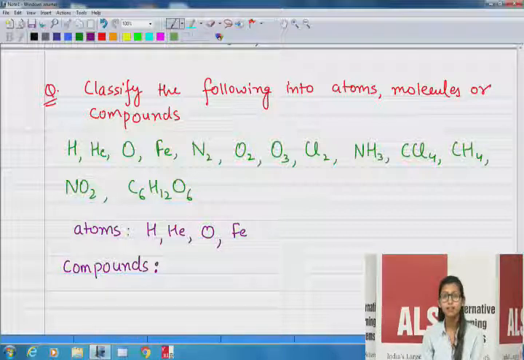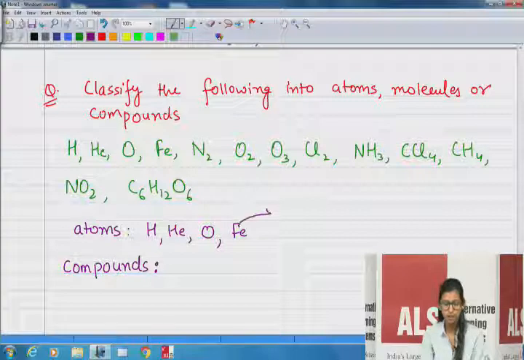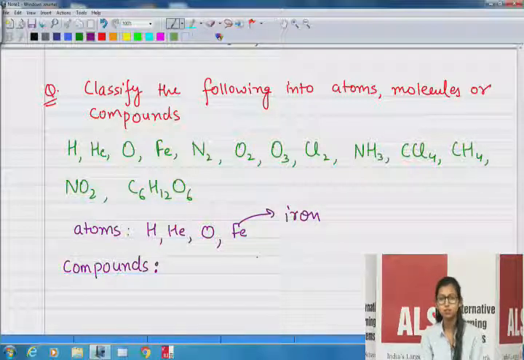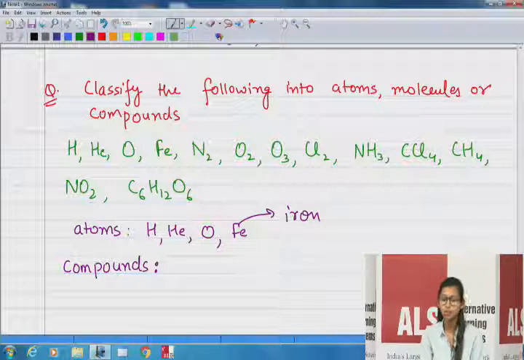Fe is the iron, right? You know this thing. Iron has the symbol of Fe. We used to call it ferrous or ferric, na? There are so many compounds like ferric sulfate or ferrous sulfate. So iron is actually the Fe, okay.